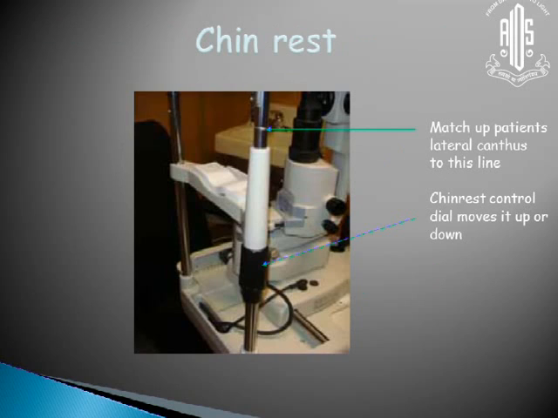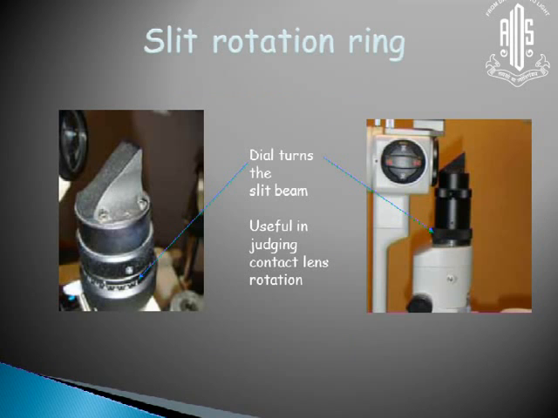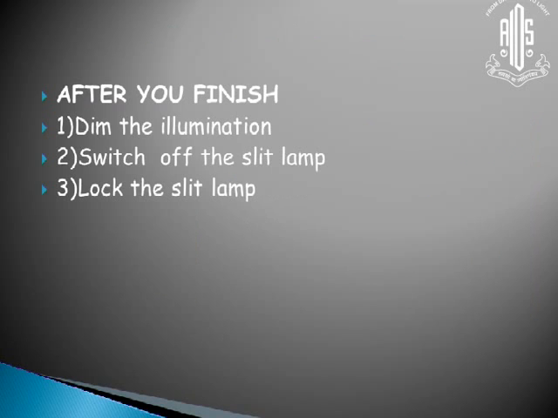There you have a chin rest which can move up and down depending on where you want the height of the head of the patient. You have a slit rotation ring. The dial turns the slit beam and is used in adjusting contact lens rotation if you're doing contact lens fitting. After you finish, remember important, once your slit lamp examination is done, dim the illumination, switch off the slit lamp and lock the slit lamp.